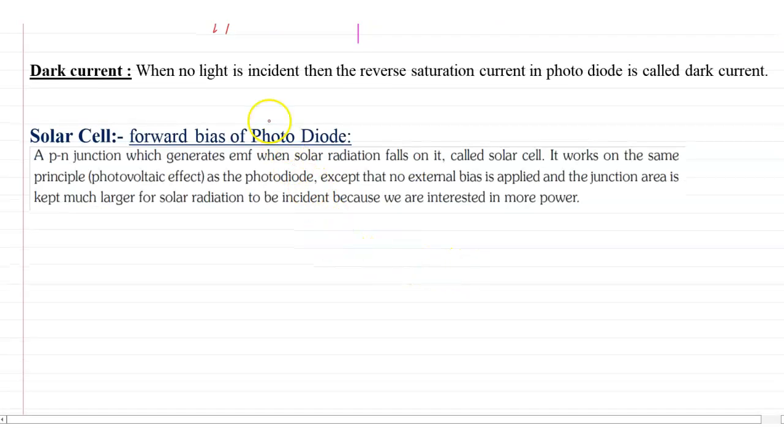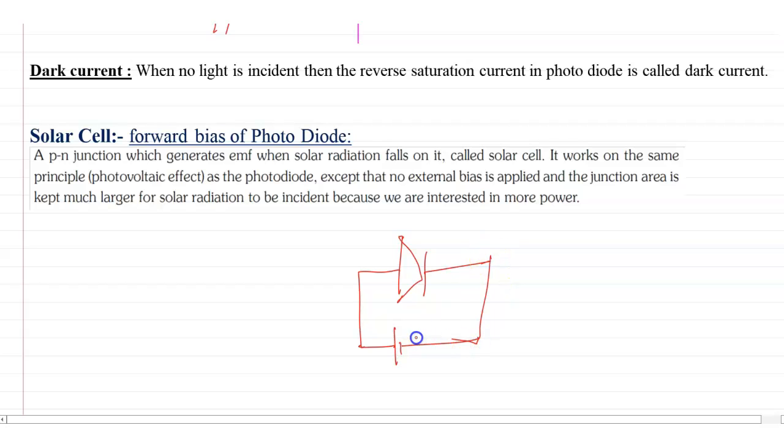Solar cell: forward bias of a photodiode is called a solar cell. In the case of a solar cell, we use forward bias, meaning the battery is connected like this. But when light is incident on the diode, the diode provides reverse voltage and the battery tries to provide forward voltage. So if the diode voltage is higher than the battery voltage, then the diode is able to charge the battery. This is called a solar cell. In a solar cell, a large number of diodes are connected in series so that the solar cell voltage is greater than the battery voltage.